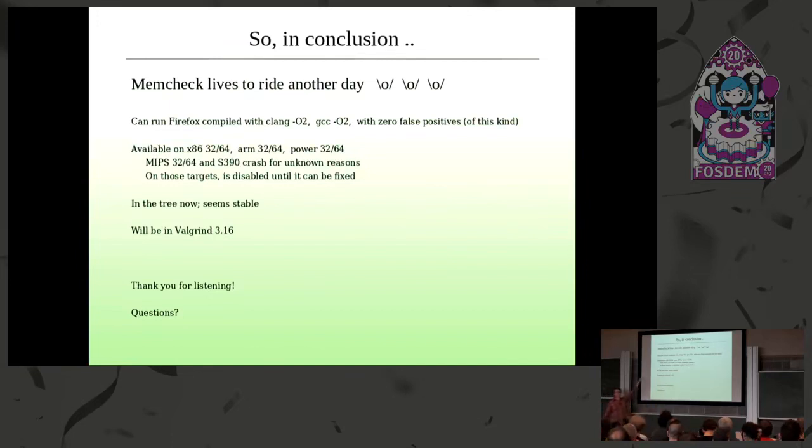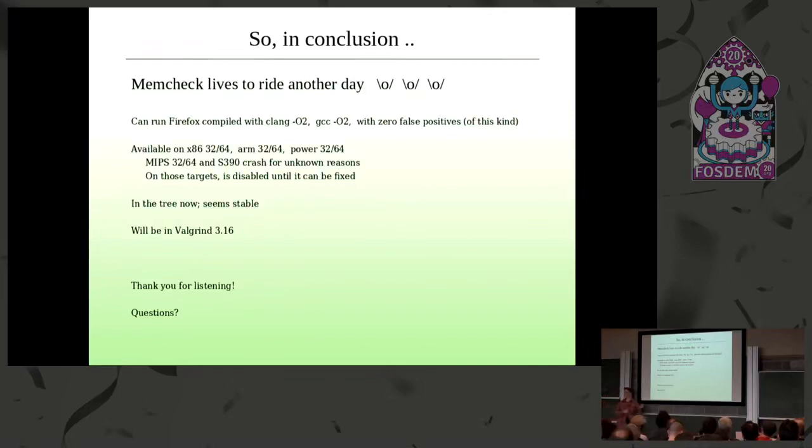And because it's all done at the IR level, it's basically naturally available for all architectures that Valgrind supports, except unfortunately S390 is crashing, for reasons I couldn't figure out, and also MIPS is crashing. So I've disabled it in the tree for now. We can just turn it back on. It's a little ifdef. I don't know.